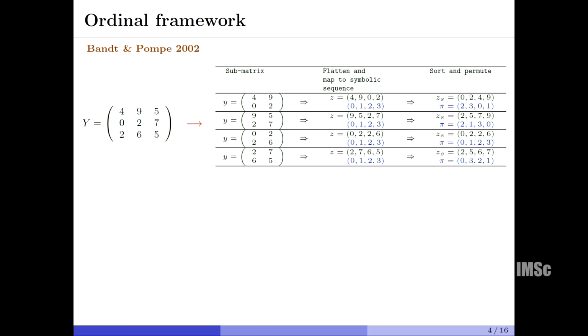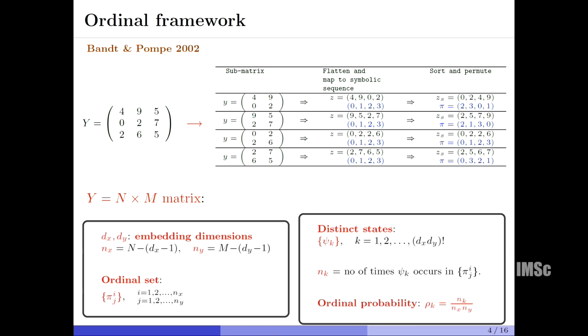Now this is just a 3x3 matrix. In general, when I have a large matrix n cross m, I will call this dx dy. Here I use 2 and 2, so 2 cross 2, that is called the embedding dimension. Based on that, given capital N and capital M, I can count how many possibilities there are and construct all these sets. The set of all these states that I have constructed is called the ordinal set. It will be indexed by i and j.